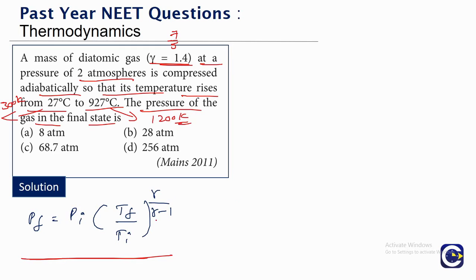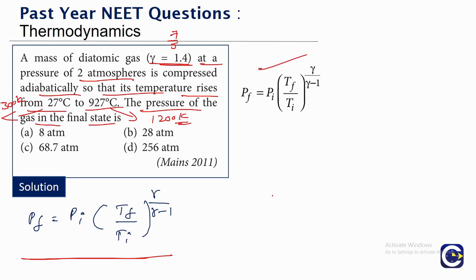Think about it: even if instead of a plus we put a minus, what is going to happen? The entire problem will go for a toss. So try to remember those three base relations, and whichever problem is given, we can quickly derive like this. So what is the final formula we have? P final is equal to P initial into (T final by T initial) whole power gamma by gamma minus 1. So this is the expression we have.